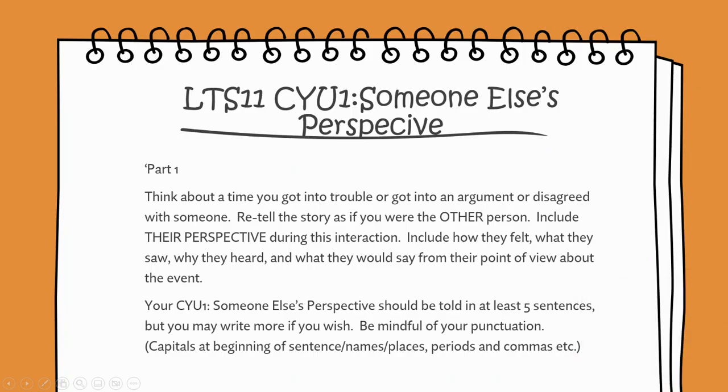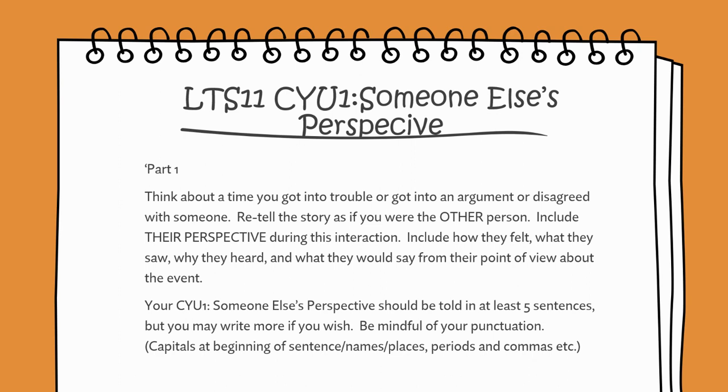So I'm going to explain what part one of your CYU1 is, which is called CYU1 Someone Else's Perspective. So there's two parts to this activity. So think about a time you got into trouble or got into an argument or disagreed with someone. Retell the story as if you were the other person. Include their perspective during this interaction. Include how they felt, what they saw, what they heard, and what they would say from their point of view about the event.